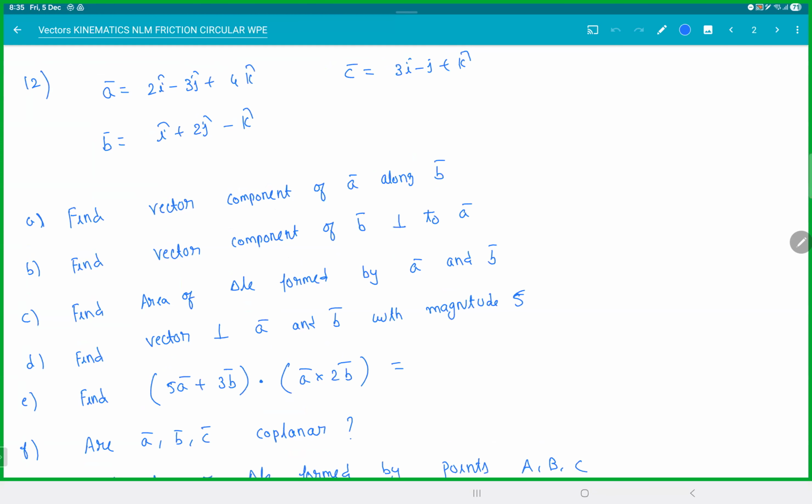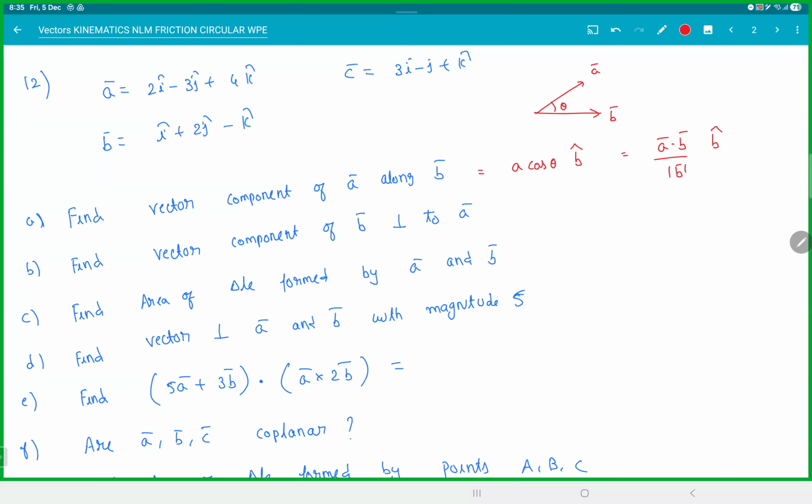So how do you find vector of A bar along B bar? So this is A bar, B bar, and this is theta. What I'm asking you to find is the component of vector A bar along B bar, that is A cos theta in the direction of B cap. A cos theta will be A bar dot B bar by mod B bar, into B cap. How to find a unit vector? Take a vector and divide by its own magnitude.